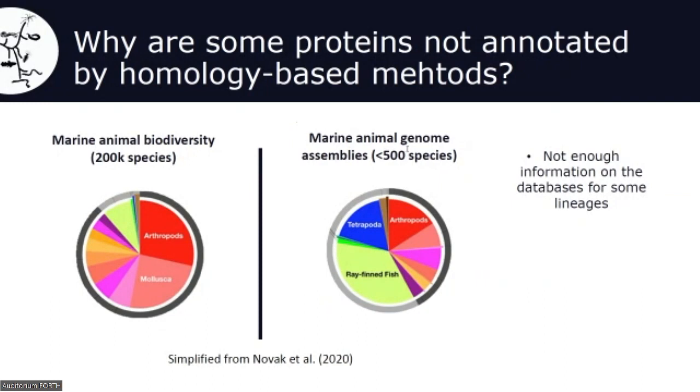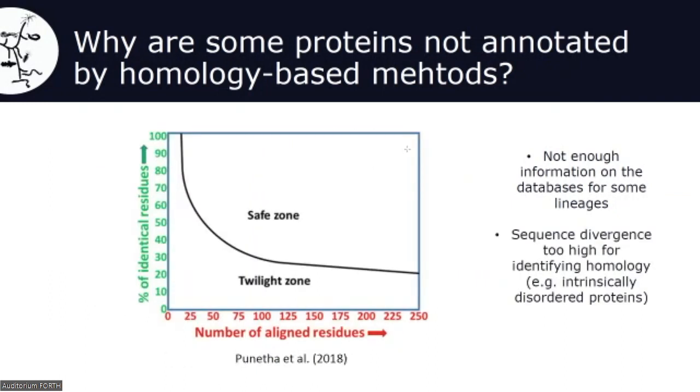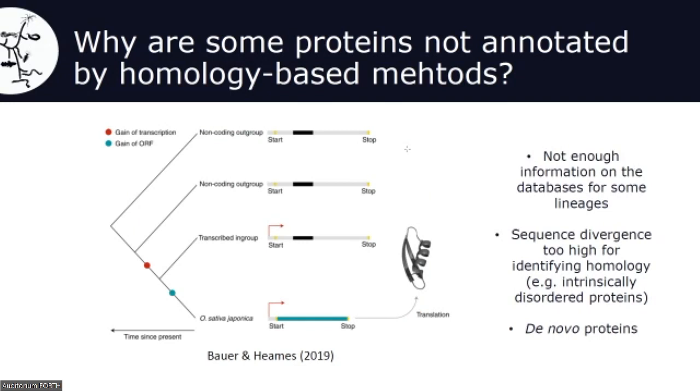So, why are these genes not annotated? It could be based on homology, it could be because these lineages are not in the databases. So, for example, here, the marine biodiversity, most of them are arthropods, but most of the genome sequences are from fish. So it could be that you do not find a match because you don't have a reference. It could be a limitation of the method itself, so that they are homologous, so they supposedly have the same function, but you cannot identify them because they are too small or because they are highly evolved, highly diverse. Or they could be de novo proteins, so they just appear de novo, so you don't have anything to compare them with.